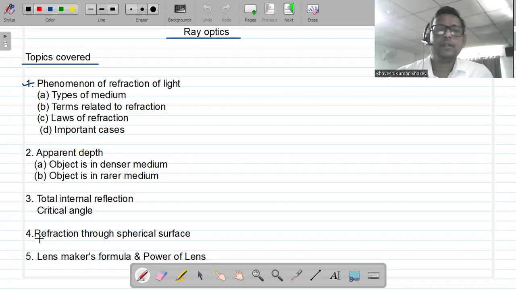Okay, then after that fourth topic is refraction through spherical surface, and the last topic, fifth, is lens maker's formula and power of lens. Okay, so these are all the topics which we will study. So let's start with the first topic, and first topic is phenomena of refraction of light.